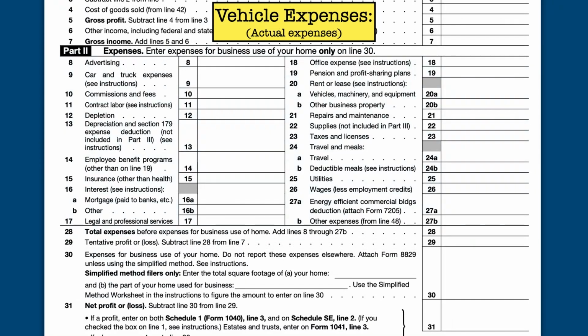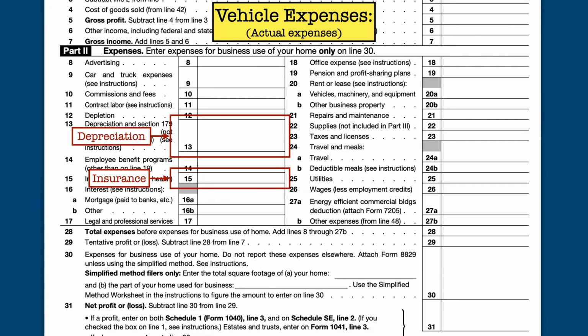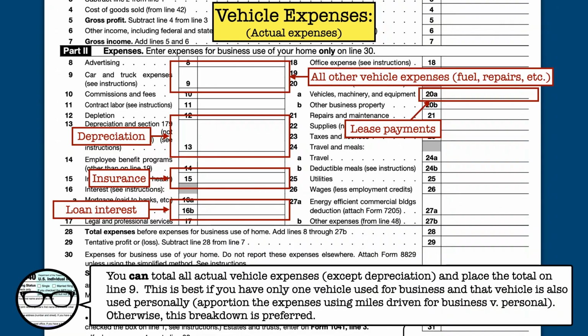If you're claiming actual vehicle expenses, vehicle depreciation is entered on line 13, insurance on line 15, loan interest, not the entire loan payment, goes on line 16B, and if the vehicle is leased, the payments are entered on line 20B. All other vehicle expenses such as fuel, repairs, tolls, and parking are totaled and placed on line 9.